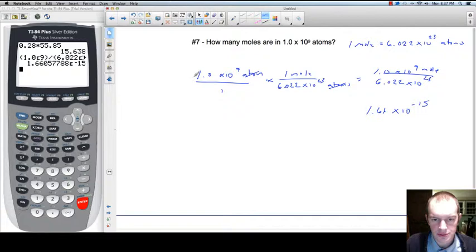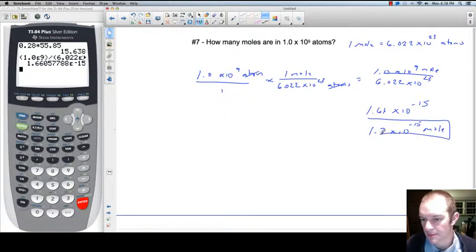Now again, two significant figures are what we started with. We want 2 in the end, so the 1.66 will round to 1.7 times 10 to the negative 15th, and the unit is moles of, again, whatever substance that might be in this particular case. Okay?